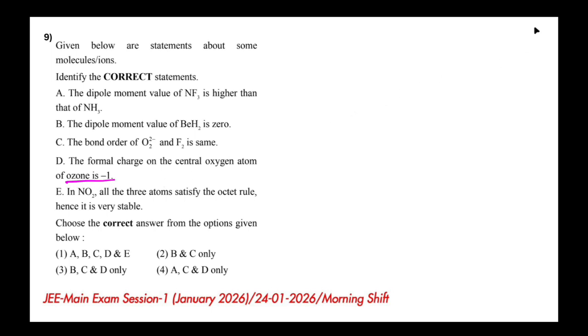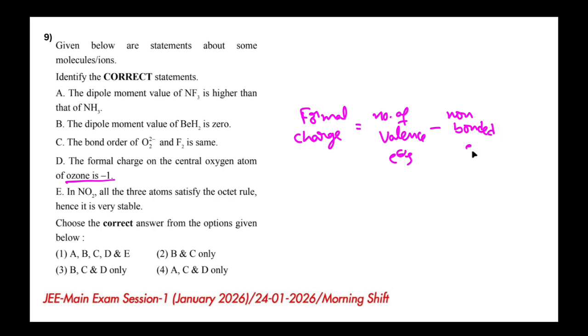So the formal charge formula is number of valence electrons minus non-bonded electrons minus 1 by 2 into bonded electrons. So this is the formal charge formula. If you take the ozone molecule, this is the Lewis representation of the ozone molecule.